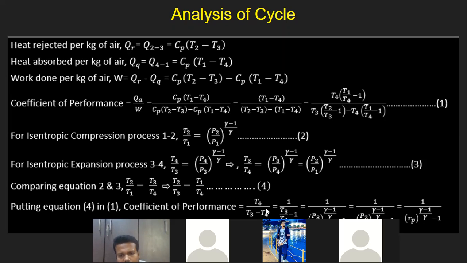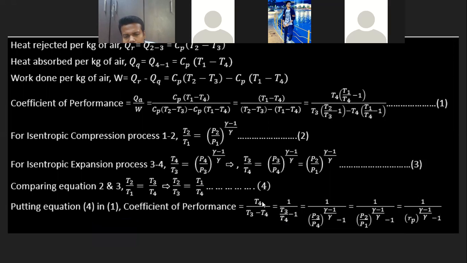Now I will bring this T4 into the denominator. When I bring T4 into the denominator, what will happen? It becomes T3 by T4 minus 1. So it is T3 by T4 minus T4 by T4, which is 1.